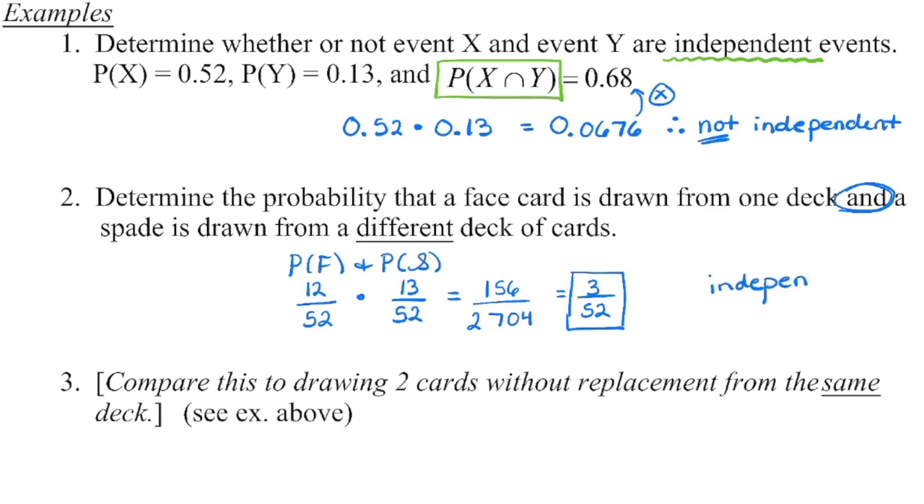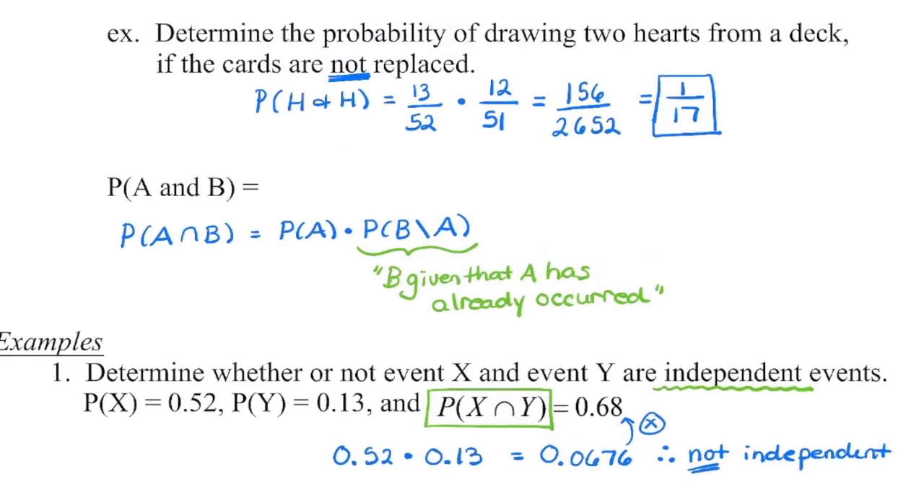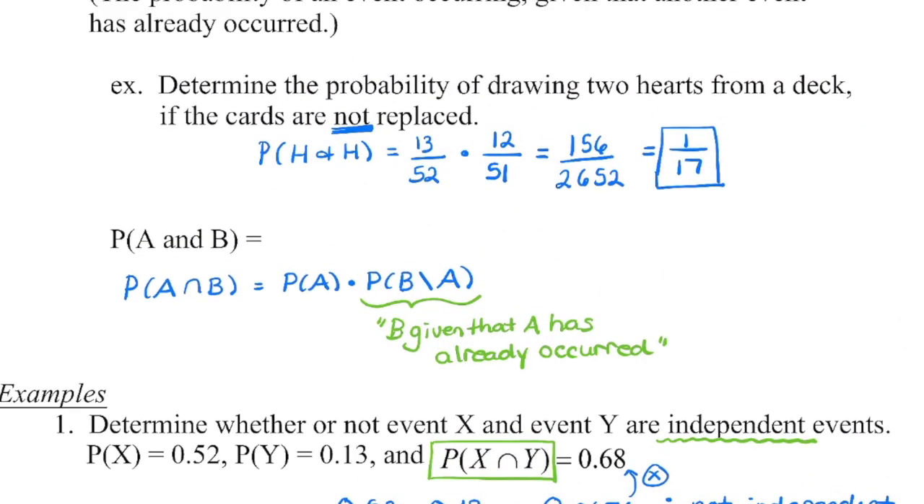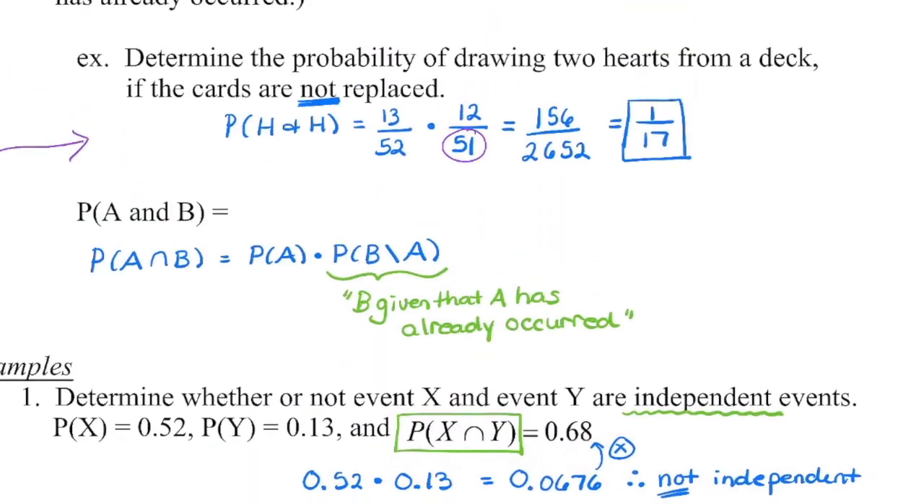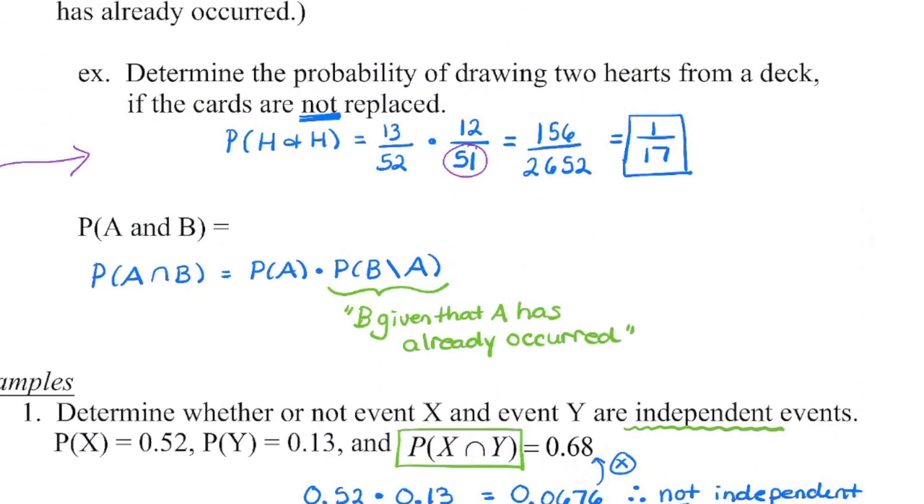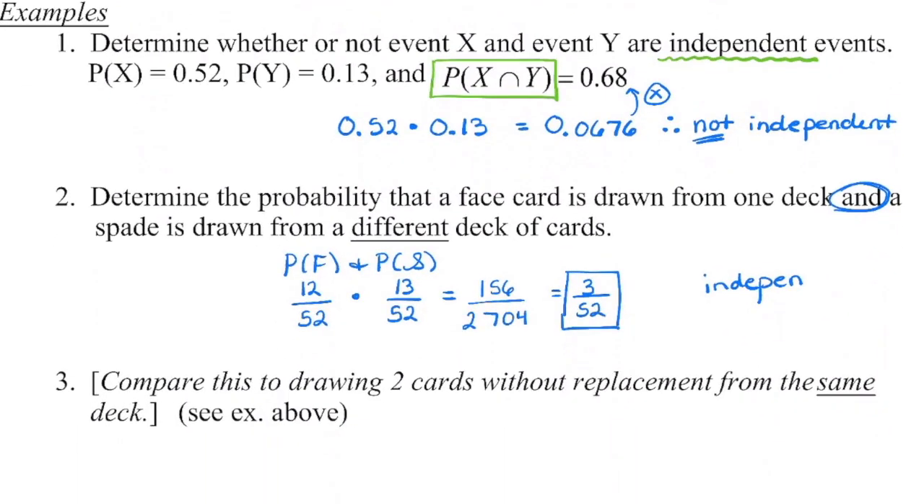So that's different from the example up above that we did previously. So in this particular one up here, right here, we did not put back the one card. That changed the denominator on the second one. These are dependent. These ones down here are independent.